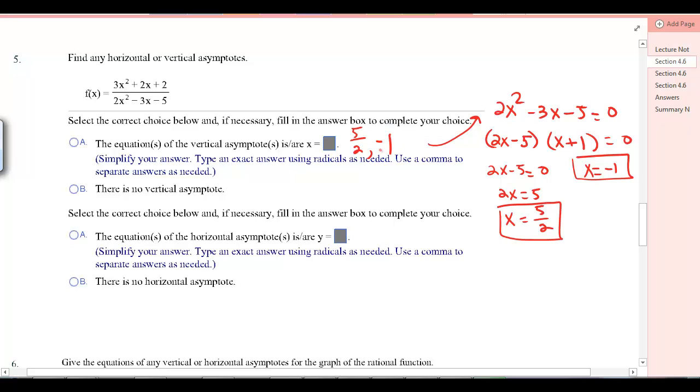The horizontal asymptote: the degree of the top is 2, the degree of the bottom is 2. So with n equals m, you have y equals 3 over 2. You took the 3 coefficient and the 2, and so this would be the answer that goes here. Okay. All right. Let's look at number 6.